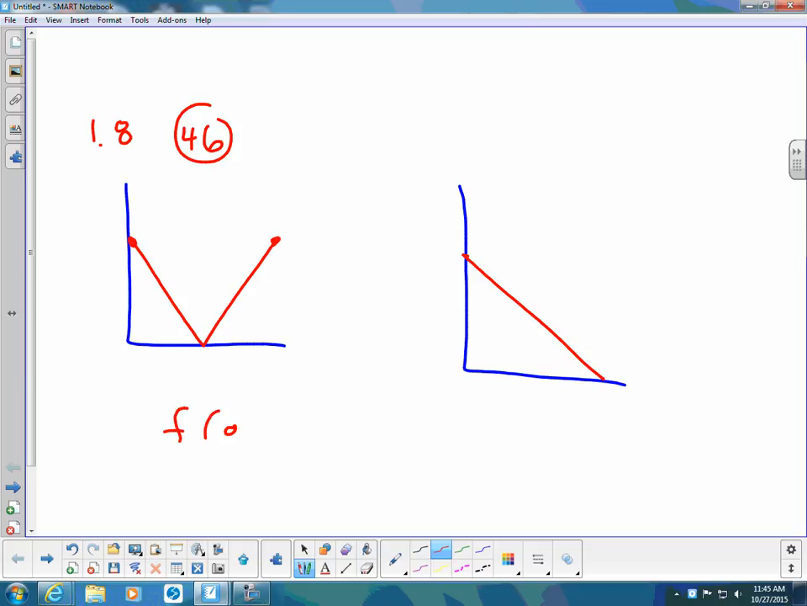So if we're trying to find f of g of 1, and this is the f of x function graph, and this is the g of x function graph, we need to find g of 1 first, because that's the inner part of this composition. And g of 1 says look for where there is 1 on the x-axis, and go up and see the height.